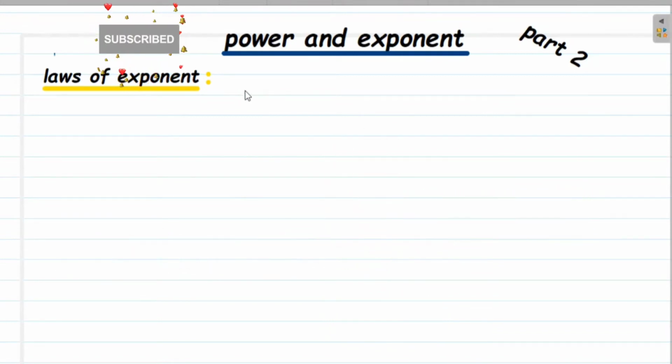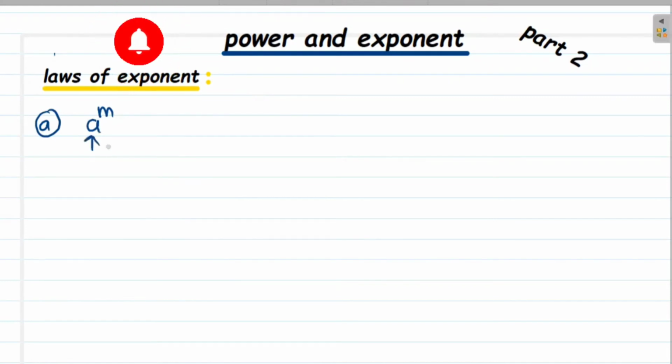Now this is part 2, in which we will see what are the laws of exponents, using which we can easily simplify any big sum. Okay, so let's just start with the laws of exponents. Now, the first law of exponents is that if I'm having the same base. In the previous video, we have seen the number a we call a base, and the power which is raised to it, we call an exponent.